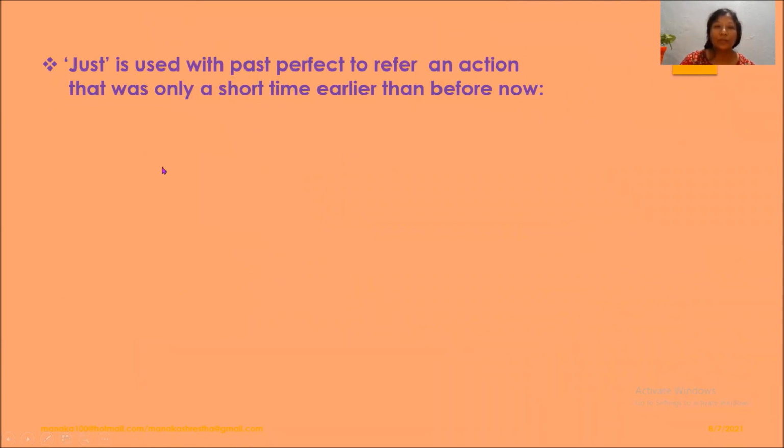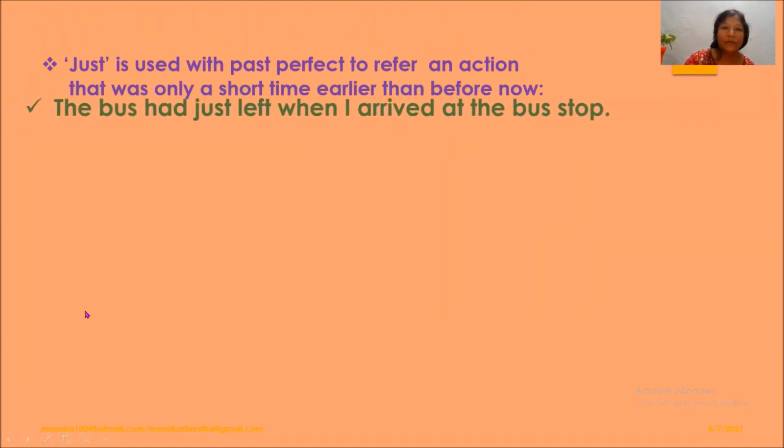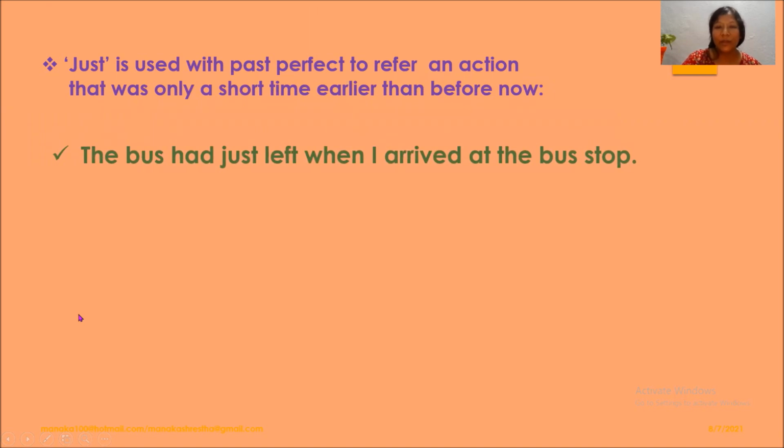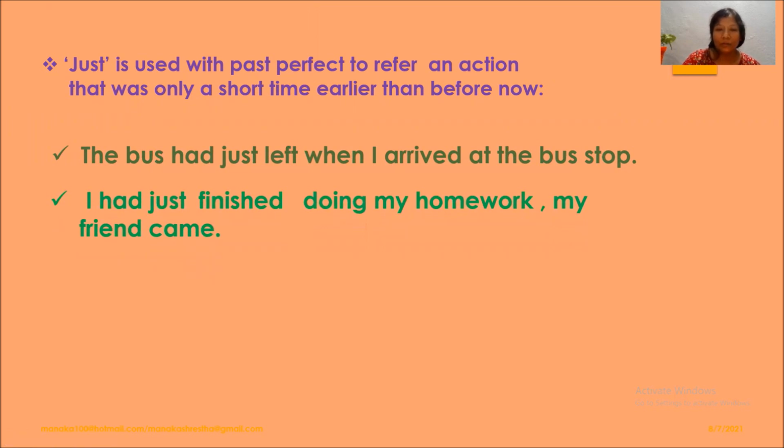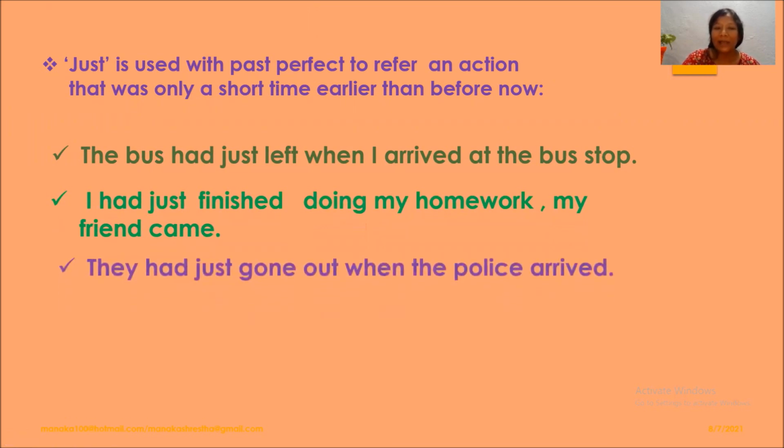Now, just is used with past perfect to refer to an action that was only a short time earlier than before now, okay? For example, the bus had just left when I arrived at the bus stop. I had just finished doing my homework when my friend came. They had just gone out when the police arrived. Okay, just is used with past perfect to show an action that was only a short time before.